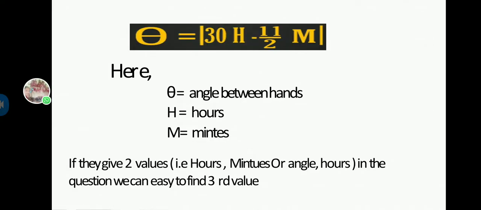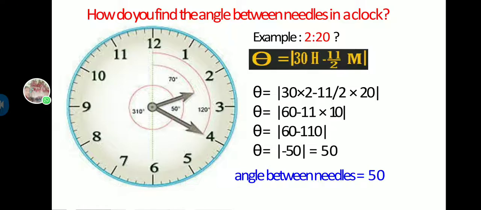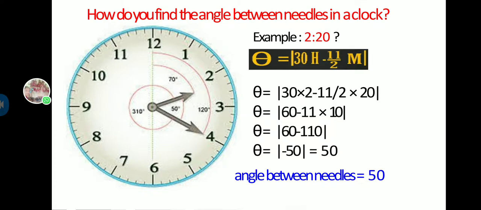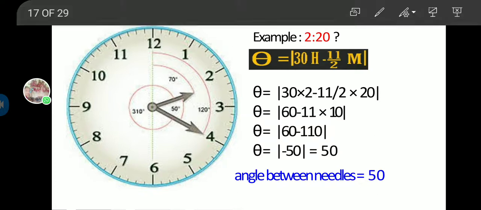We'll go again. Theta equals 30 hours minus 11 by 2 minutes. Here theta is the angle between the hands, h means hours, m means minutes. If they give two values, that is hours and minutes, or the angle and hours, in the question, we can easily find the third value. How do you find the angle between the needles in the clock? Before it was very hard for us, now it is a very easy trick.